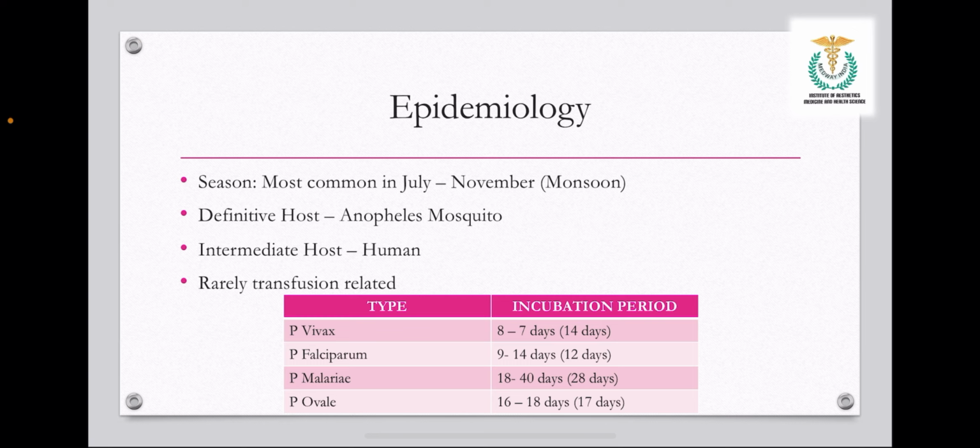And when talking about the incubation period of the 4 species, as I mentioned in the previous slide, if it is caused by Plasmodium vivax, the incubation period will be 8 to 17 days, that is around 14 days. If it is caused by falciparum, it is 9 to 14 days, that is 12 days. Malariae is 18 to 40 days, that is 28 days, and P. ovale has an incubation period of 16 to 18 days, that is 17 days usually. So these are the incubation periods of the Plasmodium species causing malaria in human beings.